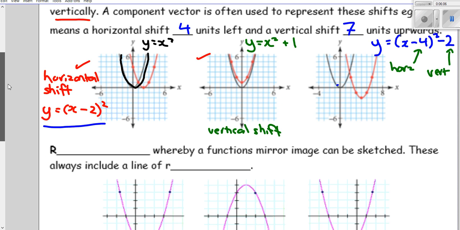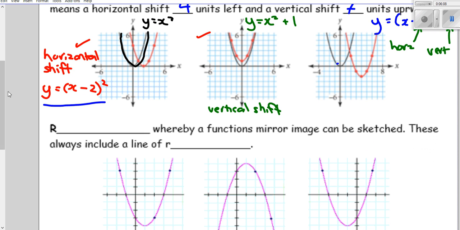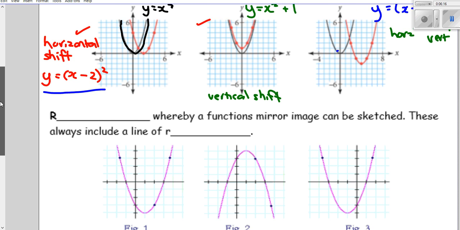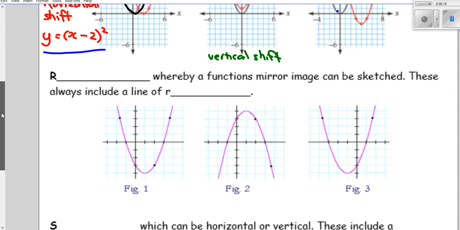So horizontal and vertical translations are pretty nice and easy. They're the ones you hope to get. These ones can be a bit awkward. Yeah, rotations. Oh, hang on, is it rotations or is it reflection? Reflection, I meant to say, sorry.